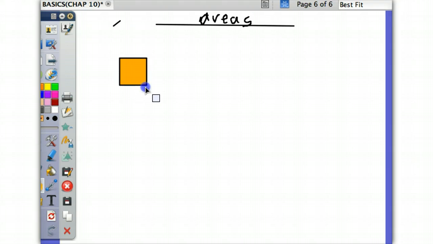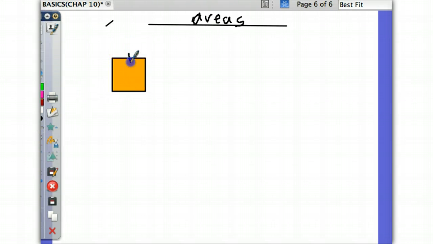Alright, let's go ahead and get a formula for this. Anyway, here comes a square. It's got four sides the same, and also, of course, the four angles are right angles. Not wrong angles, they're right.